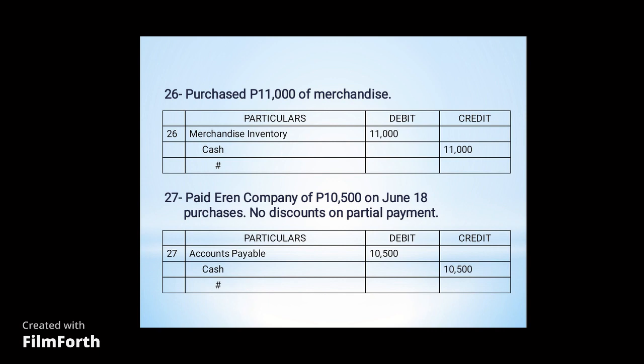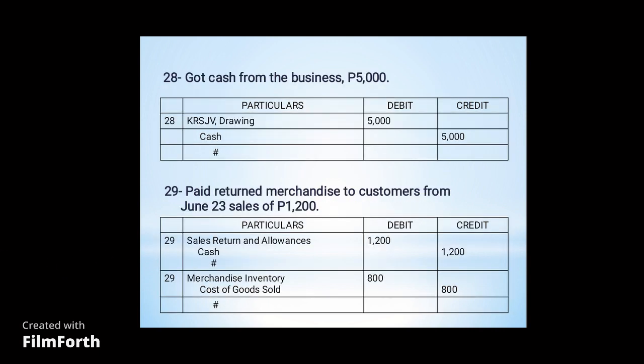Paid Aaron Company 10,500 on June 18 purchases. So no discounts on partial payment. So it is just a partial payment. So debit, accounts payable, credit, cash. Got cash from the business, 5,000. So we withdraw. Debit, Chris Jive drawing, credit, cash.